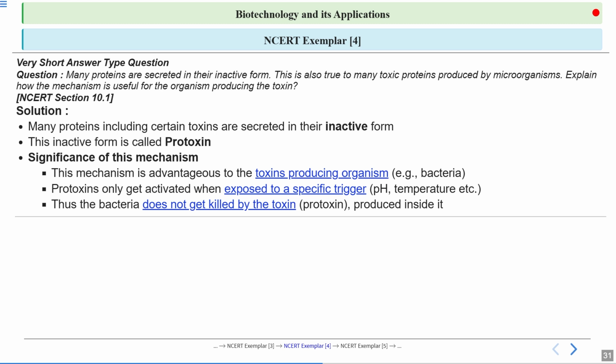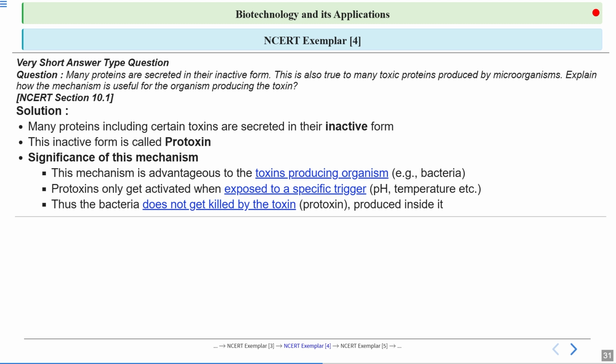First of all, this mechanism is advantageous to the toxin-producing organism, for example bacteria. The Bt toxin is produced by a bacterium. If the toxin were harmful to its own host, the bacteria itself, that bacteria would die. So it is present in the inactive form in the bacteria, which is useful to it. Second, this protoxin can only get activated when exposed to some specific trigger.